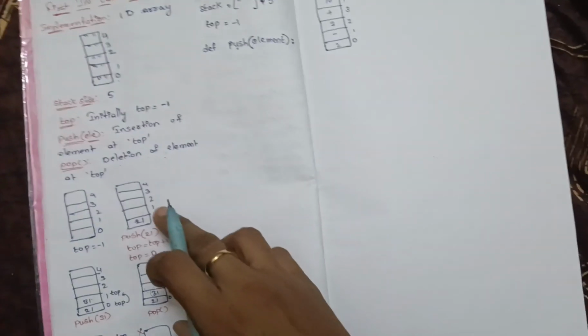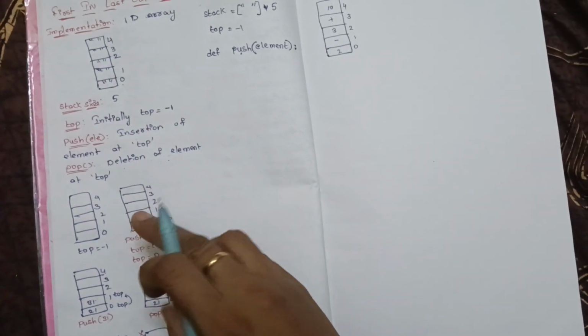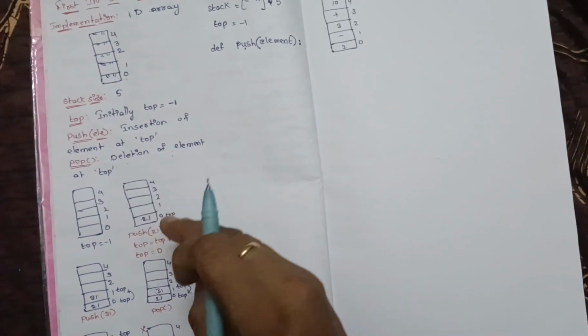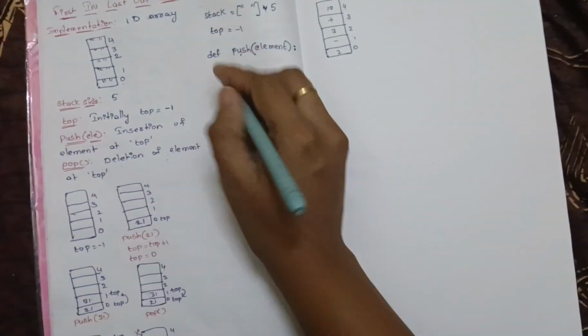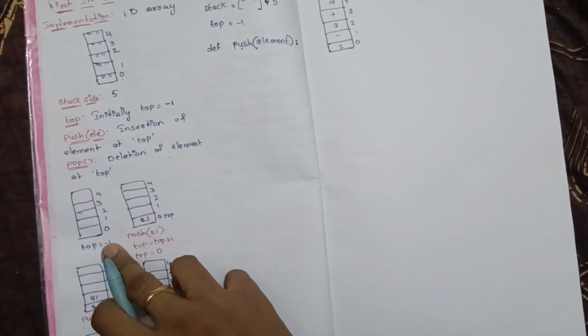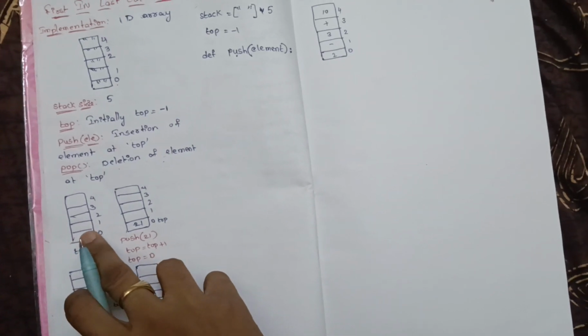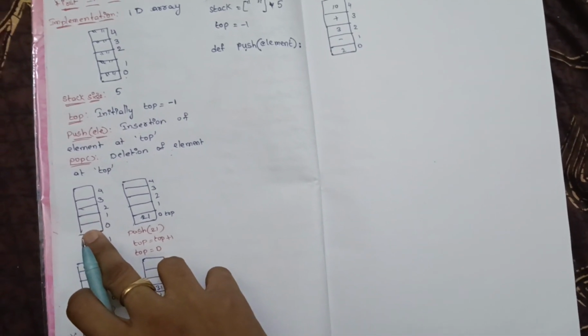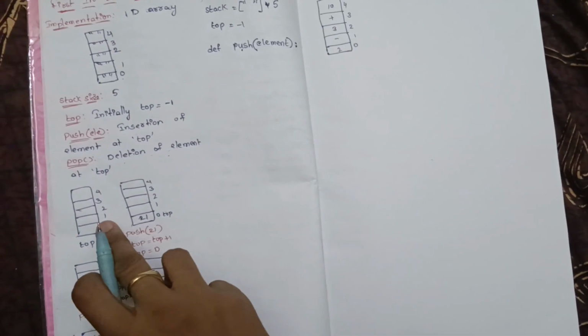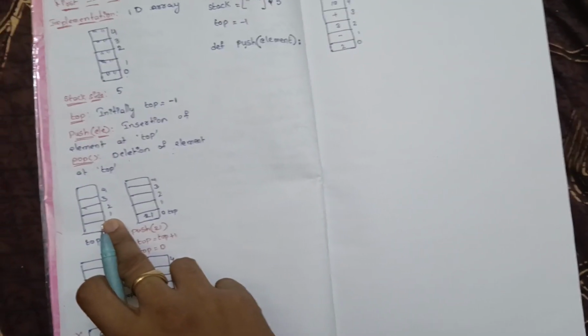Wherever the top is, we have to assign our element at that index. First of all, top is at -1. If we insert our element at the 0th position, then we have to move our top to the 0th position. Is that correct or not?